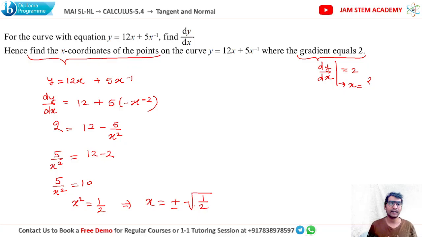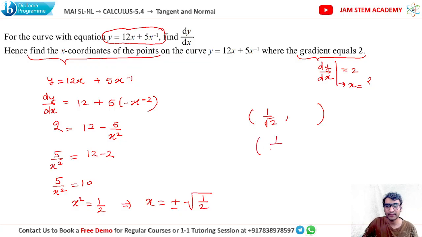Now if they say find the coordinates, both x and y values, you can use this x value in the original equation of the curve and you can get the value of y as well. So in this way you can also get the y value and hence the coordinates of the point where the gradient is equal to 2. So if you want you can solve for the values of y.